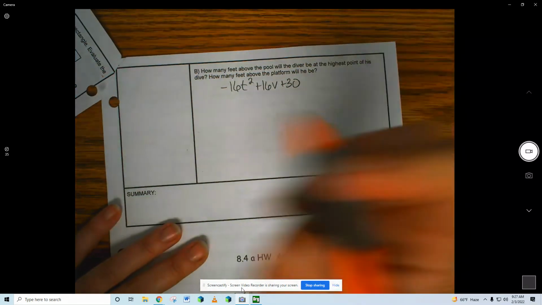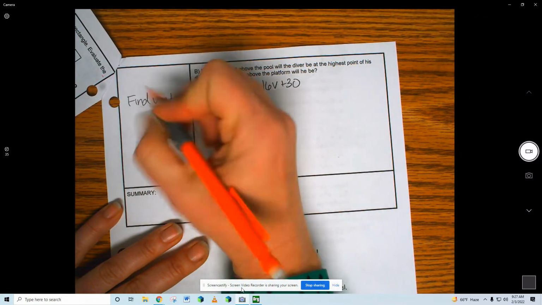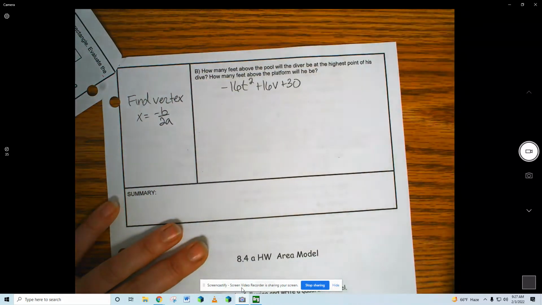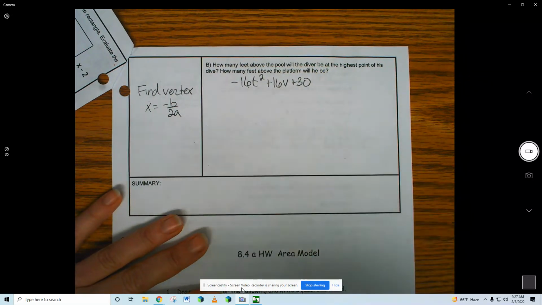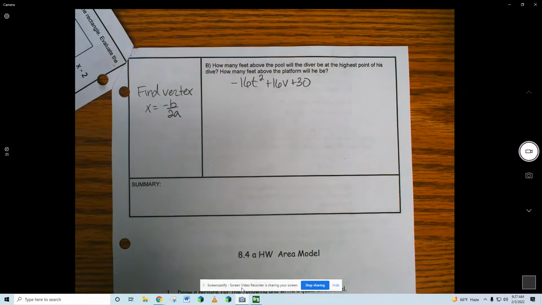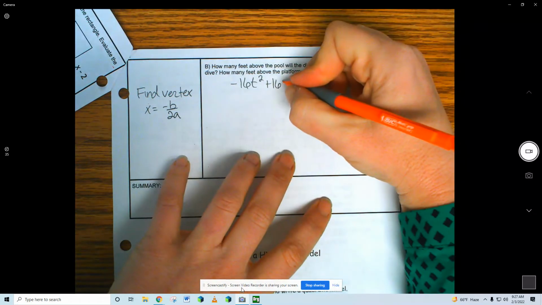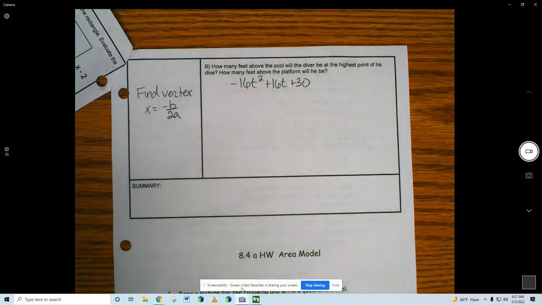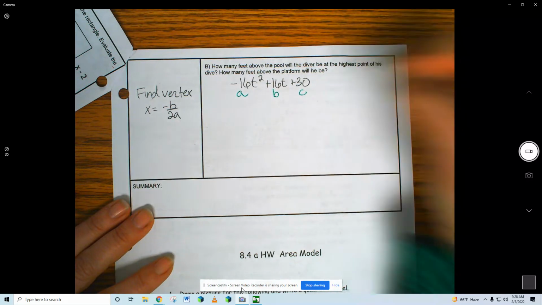And I need to find the vertex. X equals negative b over 2a. I did it again. Wow. All right, I need to focus a little better, don't I? So, my A is negative 16. My B is positive 16. My C is 30.